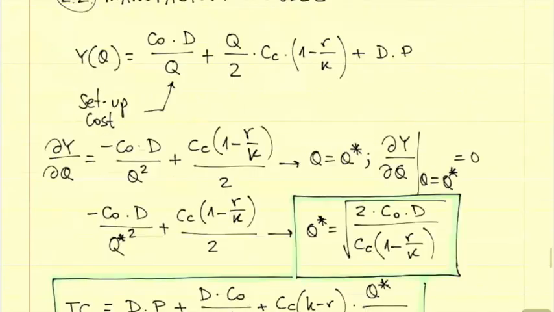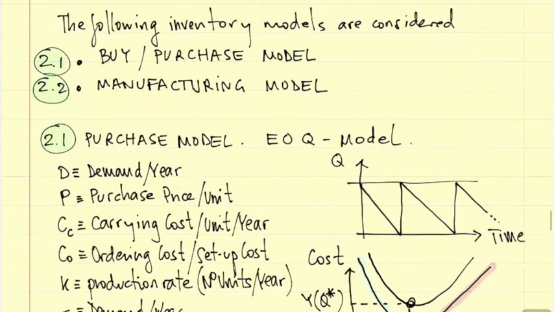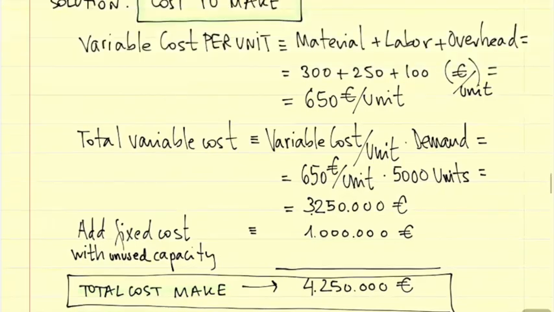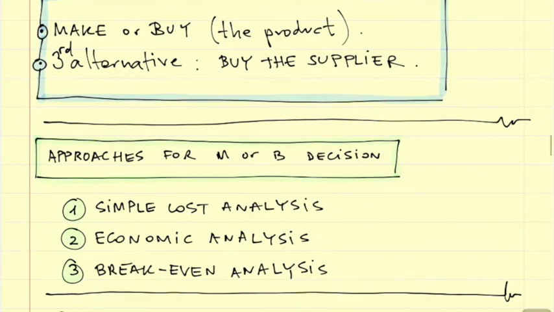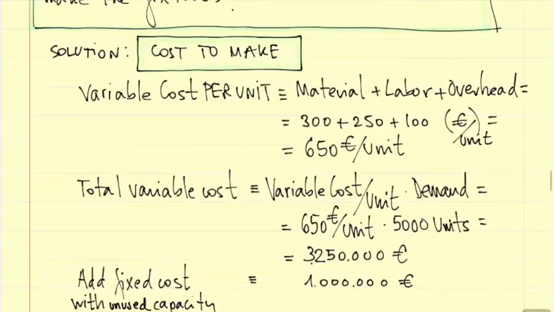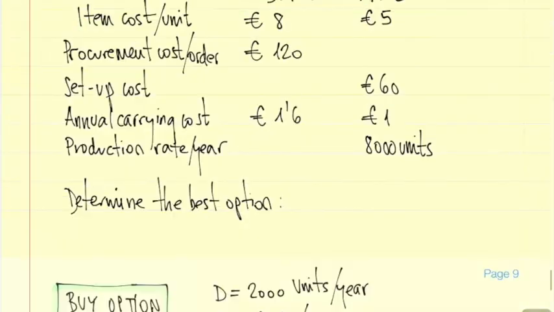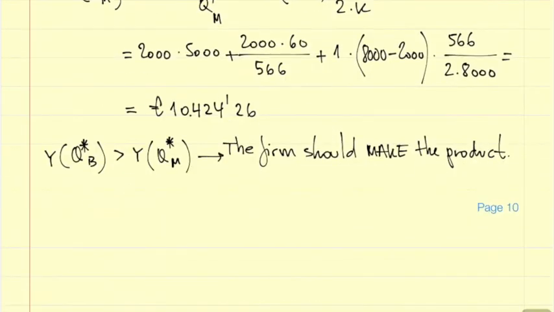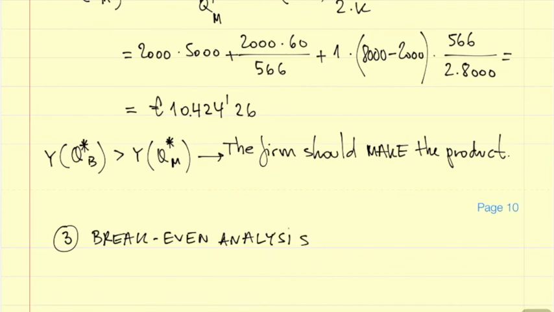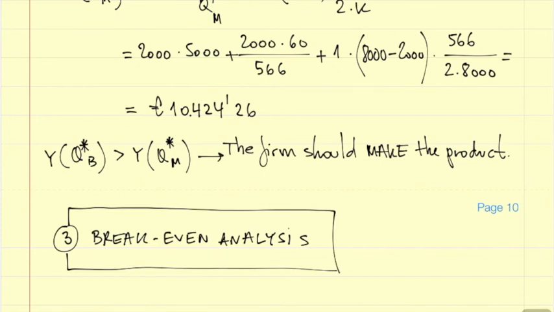make or buy. The last way is not an economic analysis, it's not a simple cost analysis, it is to make a break-even analysis. Okay, I assume you know what a break-even analysis is, so I just go through it and make an example. If somebody doesn't know how to find the break-even point, please contact me privately. We can go through it.